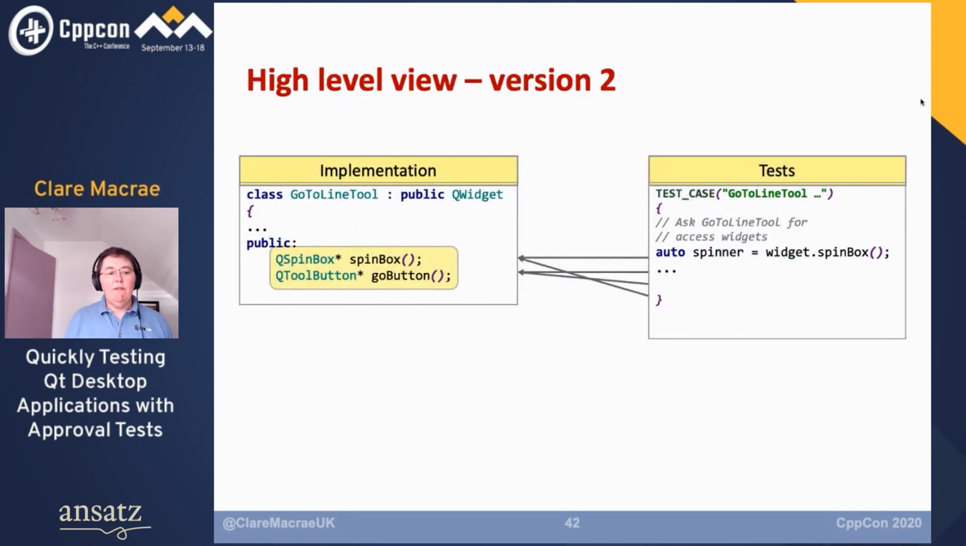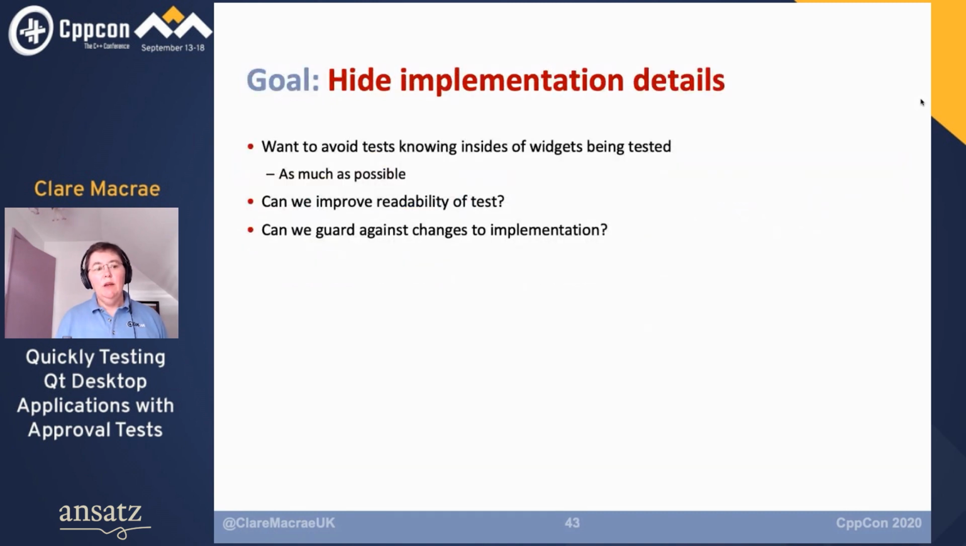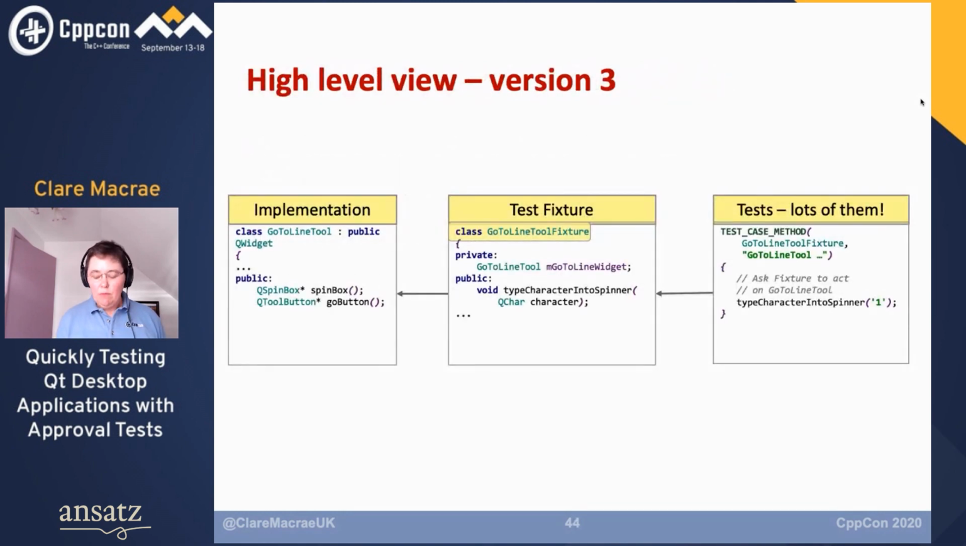So here we have added public methods to GoToLine to access the widgets we need for testing. You could name the functions, for example, spinbox only used for testing, and that might make it a bit less likely it would get reused. And now our test code is a bit cleaner. But it would be really nice if we could hide the implementation details even better and make our tests more general, more readable, and try to guard against changes in the implementation of the code that we're testing.